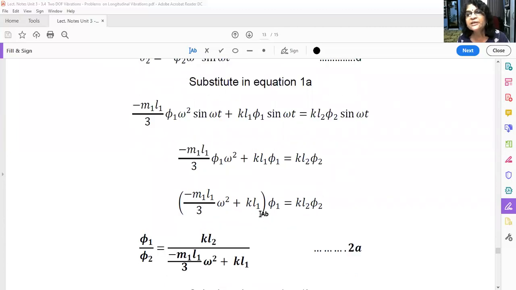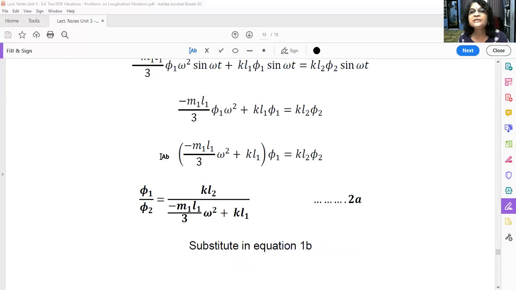So this equation can be written in terms of omega square. Now again, what you have to do in this equation is collect the coefficient of phi 1 together. That is, minus m1 L1 by 3 times omega square plus k L1, into phi 1, is equal to k into L2 into phi 2. So you can write this equation in the form of phi 1 upon phi 2, that is the amplitude ratio.